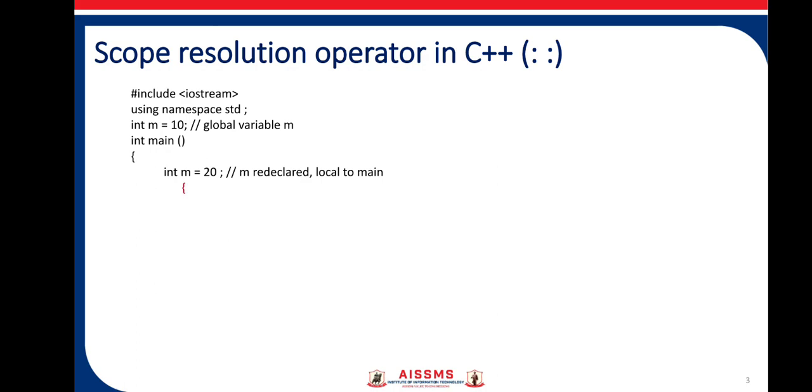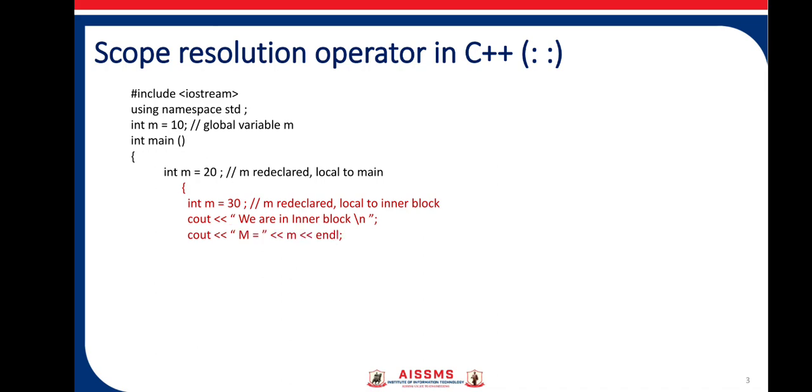Now inside this main function I am adding one more block. You can call it the inner block. We are representing this by highlighting using red color. All the statements highlighted with red color are part of that inner block. In this inner block I have redeclared m one more time and it is initialized to 30. Now the cout statement, which is part of the inner block, prints the value of m, and then again prints the global value of m.